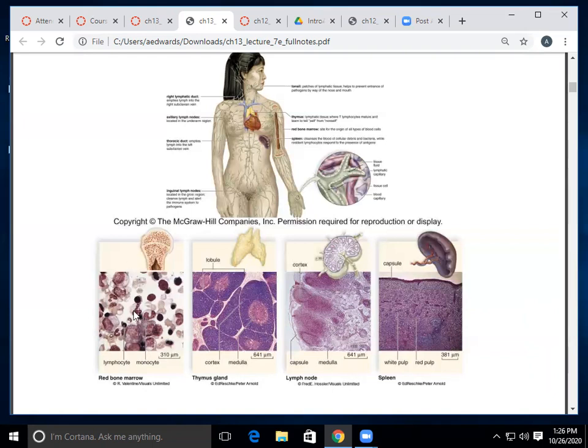And here's what the red bone marrow looks like under a slide. You see lymphocytes, monocytes, thymus gland, cortex of a lymph node, and medulla in the capsule, and your spleen. And see what those look like under the microscope.